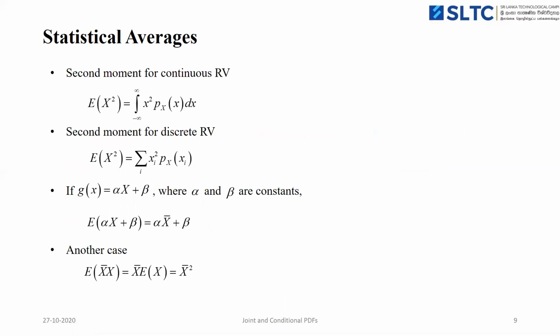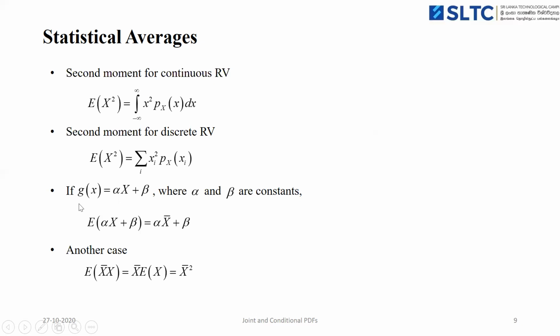Here you can see the mathematical representation of the second moment for a continuous random variable and a discrete random variable, that is, the expectation of X squared. For a continuous random variable, we integrate the product of x squared with the PDF function over the interval minus infinity to plus infinity. For a discrete random variable, we sum the product of the squared event and the PDF function of the random variable X.